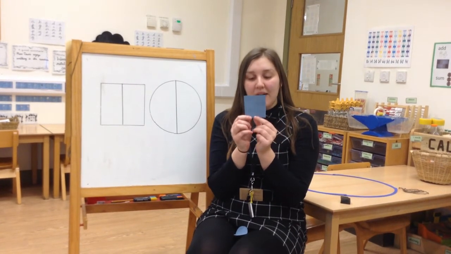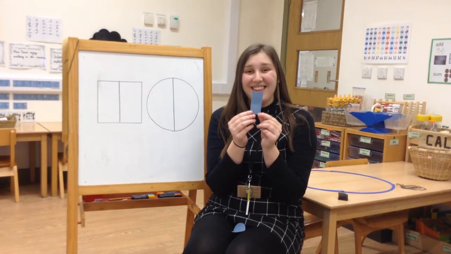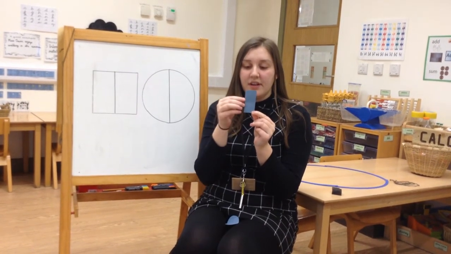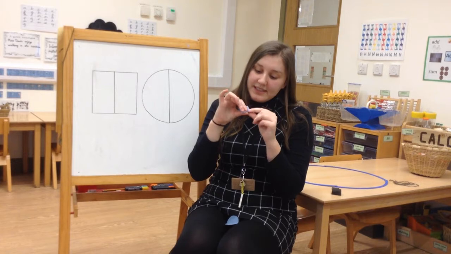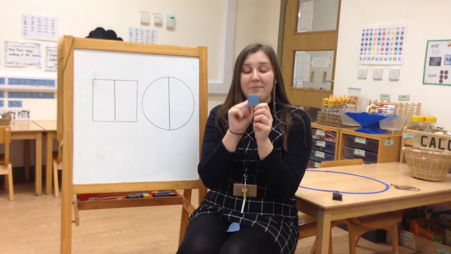Now I'm going to show you how to make a different fraction. This fraction is called a quarter. Have a look at my square. I have my whole square again. When I fold it like this, it is in half. The square is halved. Then I'm going to fold it again. And when I fold it in half again, it makes a quarter. How many parts of my square have I folded? You're right, there are 4 parts to my square.